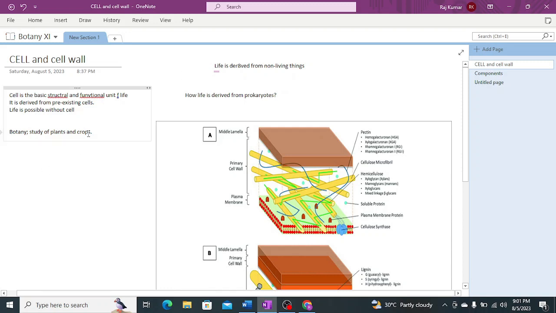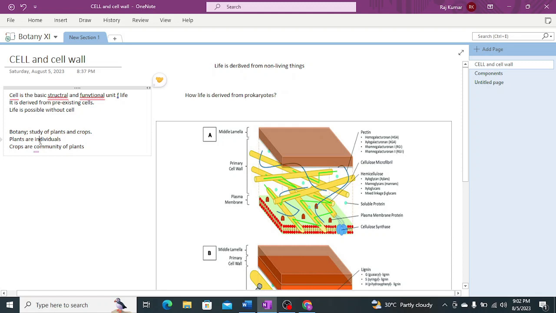Now, when it comes to botany, what is botany? Botany is the study of plants and crops. What are plants here? Plants are individuals. After which we have crops. Crops are a community of plants. Botany is the study of plants and crops.